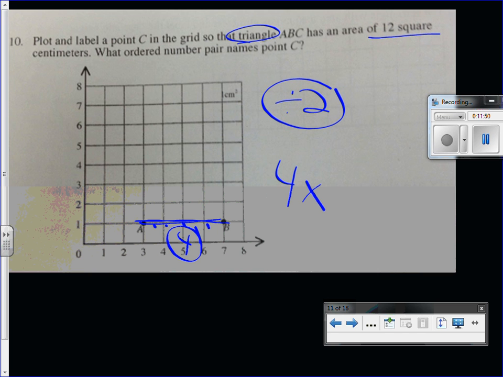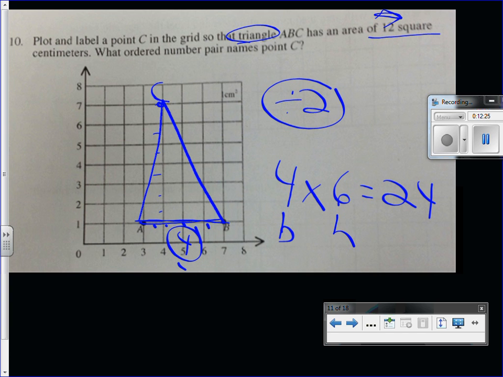4 times 3? That equals 12, but if I divide by 2, I'm going to get 6. So that's not right. 4 times 6 equals 24, because when I take 24 and divide it by 2, that's how I get this 12. So that basically tells me this. If 4 is my base, 6 has to be my height. So right here, 1, 2, 3, 4, 5, 6. Connect them.